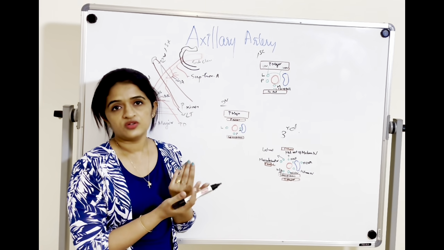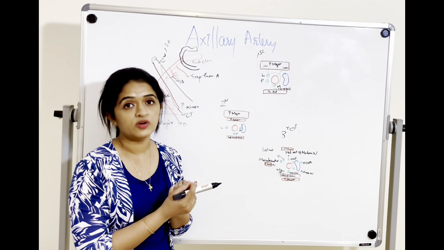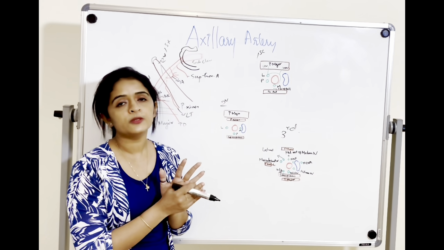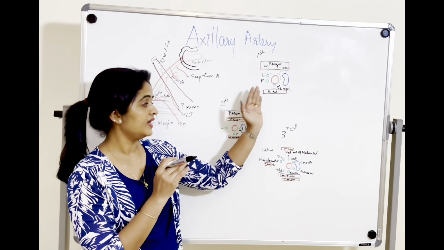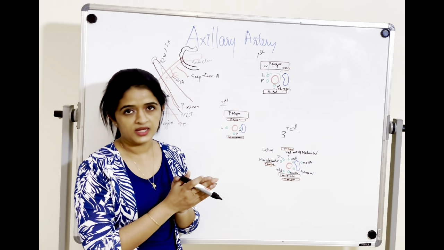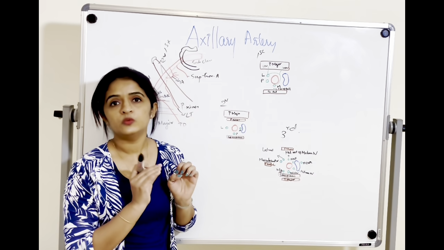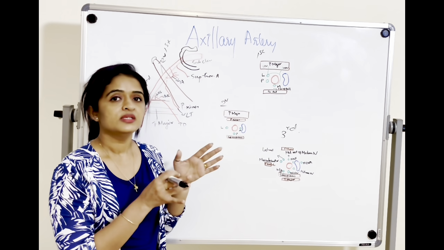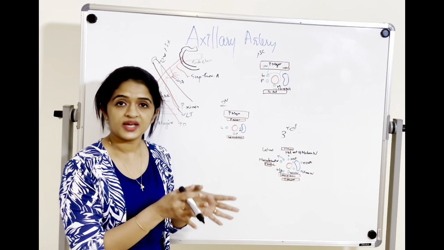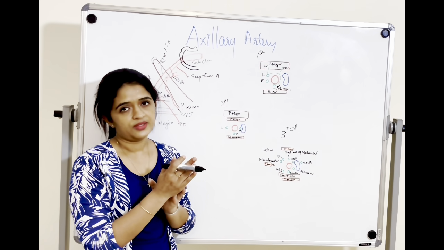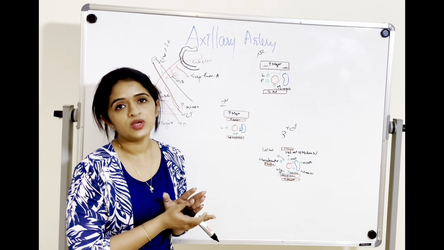Then the important relations will come in the form of nerves. Nerves means we have the brachial plexus mainly related, and in the first part and second part we have the chords of brachial plexus mainly, and in the third part we will be showing the branches, because after the second part the chords are dividing into branches, and these branches will be seen lying around the axillary artery. So that point also you have to keep in mind.